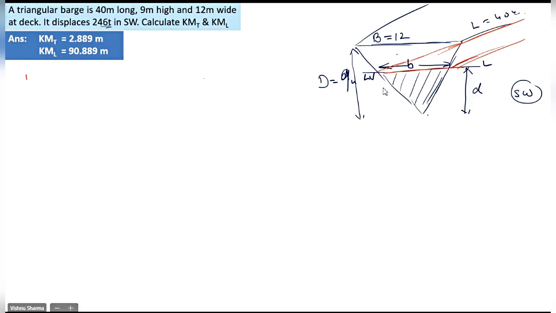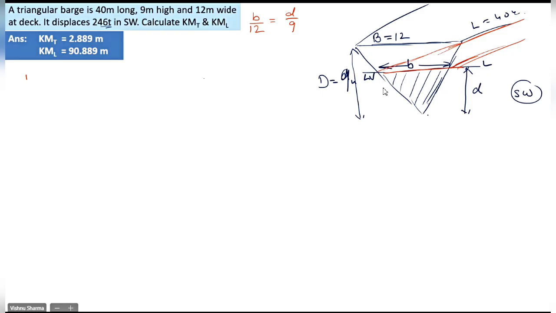So the displacement of the ship will be... Guys, between the two triangles, the small triangle and the bigger triangle, can you tell me what will be the ratio of corresponding sides and height which are known to us in the diagram? Small b by 12 will be equal to what? D by 9. Very good. This is by similar triangles.